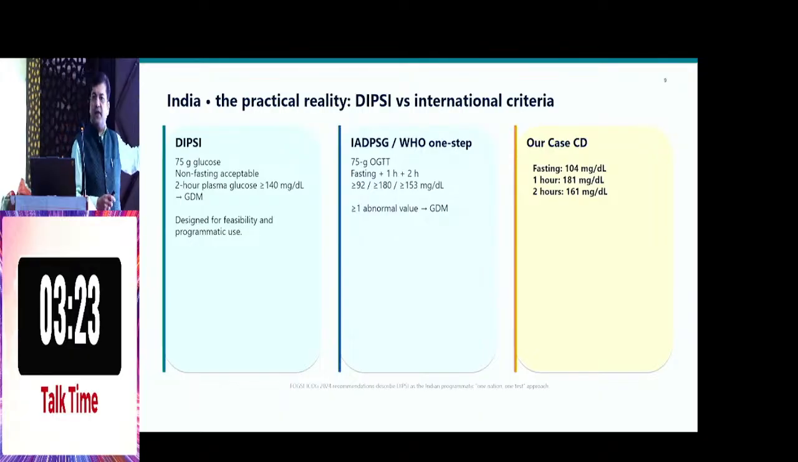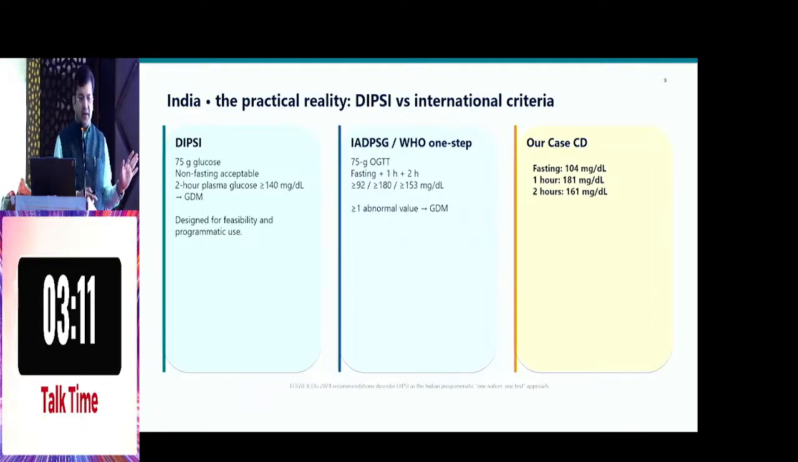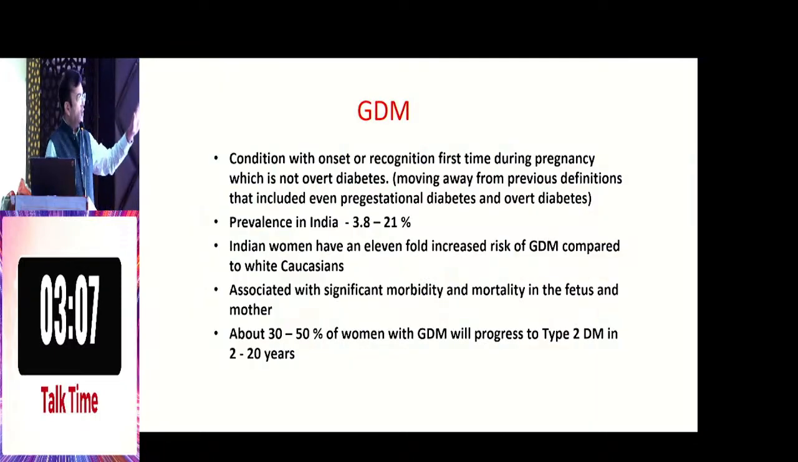That's why, because of all these concerns, we prefer a single test irrespective of the meal, whenever the patient comes. Just 75 grams of glucose and one test, that is 2 hours, and if it is more than 140, the patient is GDM. So this patient is GDM. It is a condition with onset or first recognition during pregnancy which is not overt.